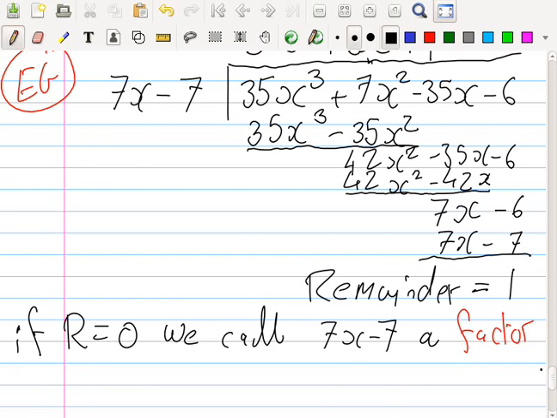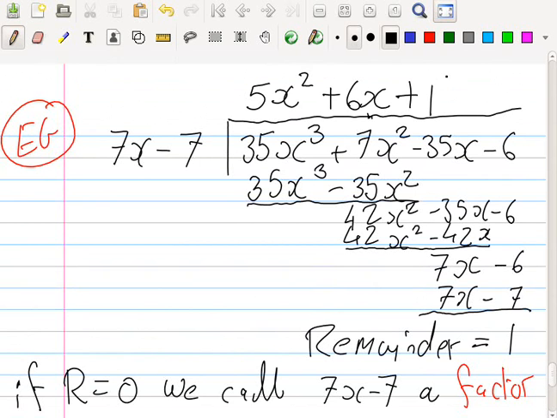Oh, and just since I'm giving you vocabulary here, the piece at the end is called the remainder, and the answer you get on the top is called the quotient. This is a word you'll see again in semester 2. Quotient is the result on the top, remainder is the result on the bottom.